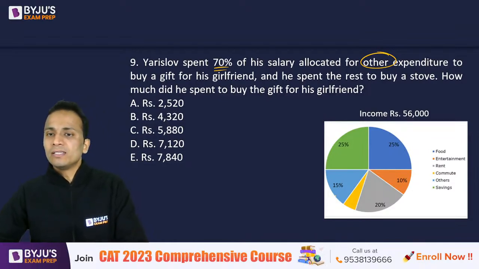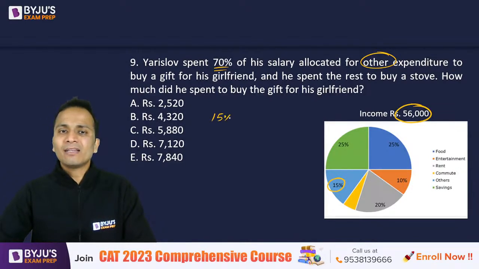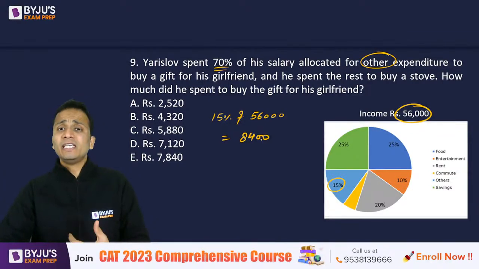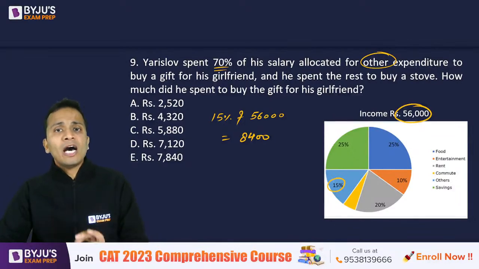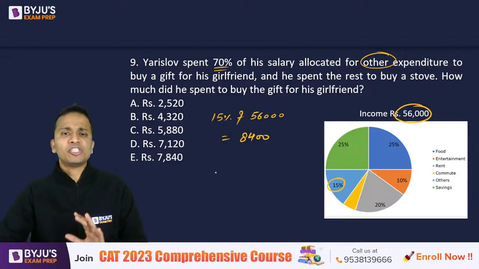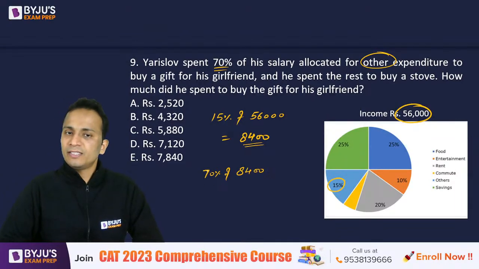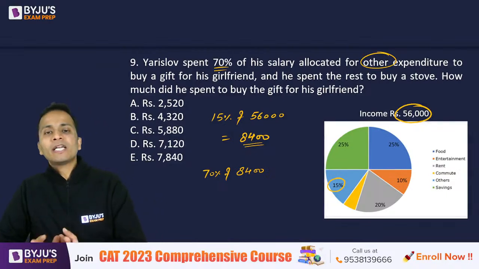So first, let's go to others. Others is 15%. So 15% of income. We calculated the number earlier, 15% of 56,000. That came out to be 8,400. So 8,400 is the budget, the expenditure on others. Okay, so the total other expenditure is 8,400. Now 70% of this much is spent to buy the gift for girlfriend. We have to calculate 70% of this. Now 70% of 8,400.